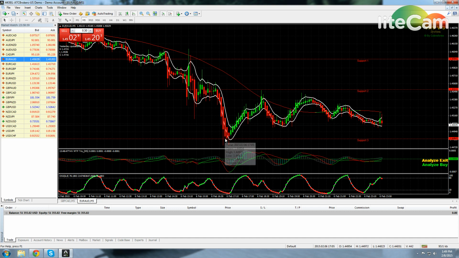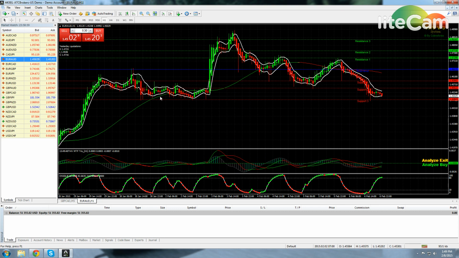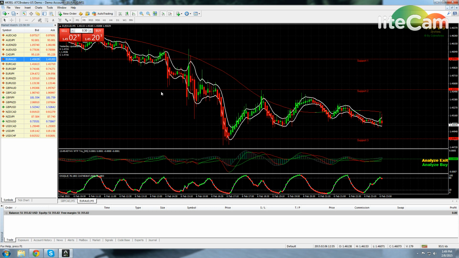Again, support 3 level. Massive area of support over here, and I waited for the green bar. Everything had to go green for me to get in. If one of these is not green, I'm not getting in the trade most of the time.